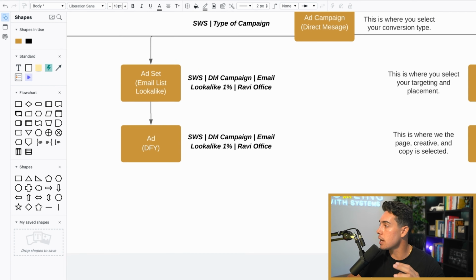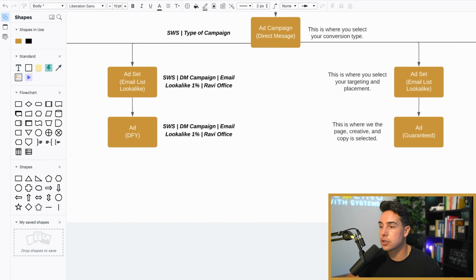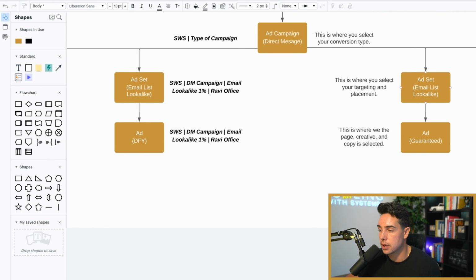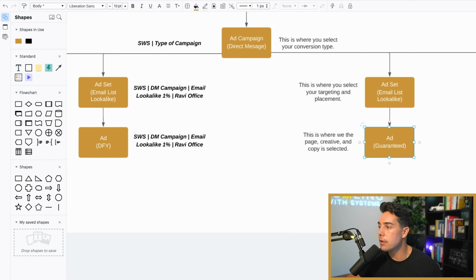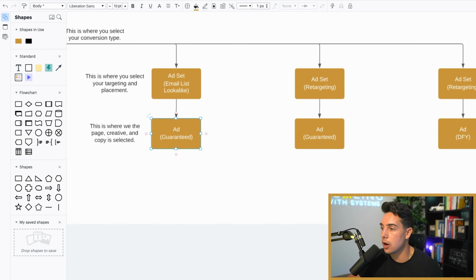Then let's move over here and we have the exact same thing, right? So on this side, we have the email list lookalike. So we always recommend our clients run lookalike audiences. They're some of our most profitable ones. And if you don't know what a lookalike audience is, it's essentially you telling Facebook, find me 1 million people that are just like this. So you have the email list lookalike here, email list lookalike here. We're talking to the same people, but once again, you have a done for you ad and creative here and a guarantee creative here.